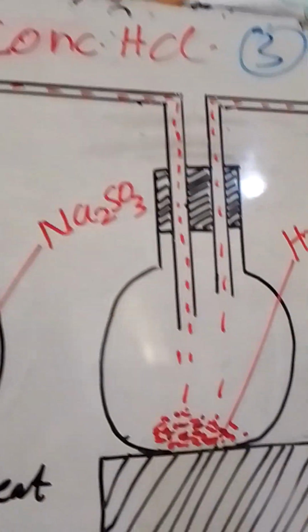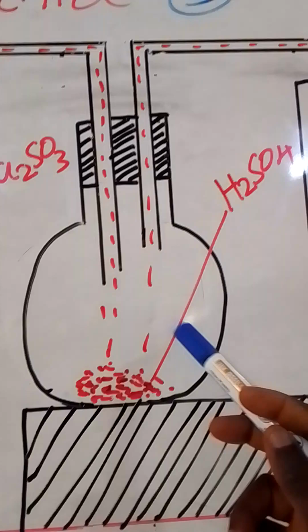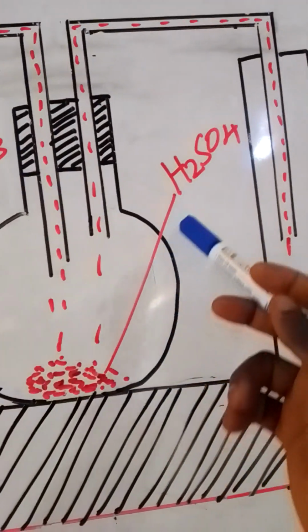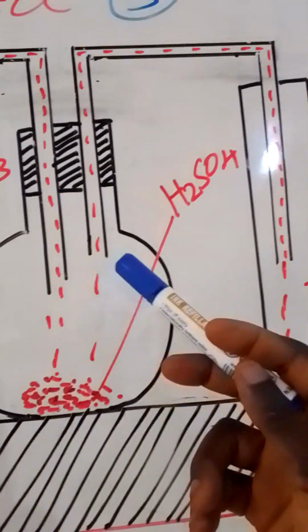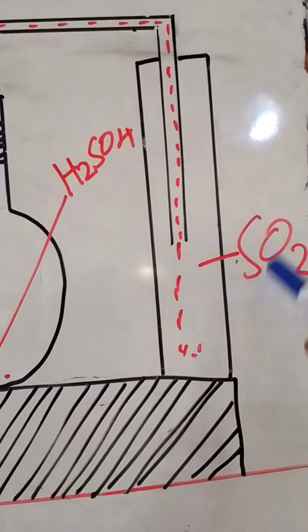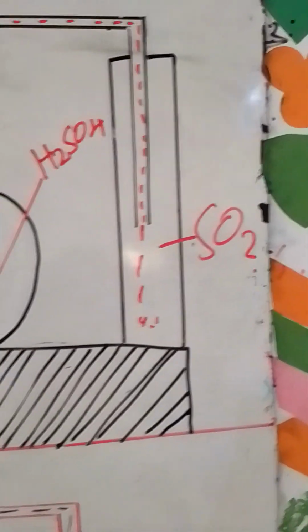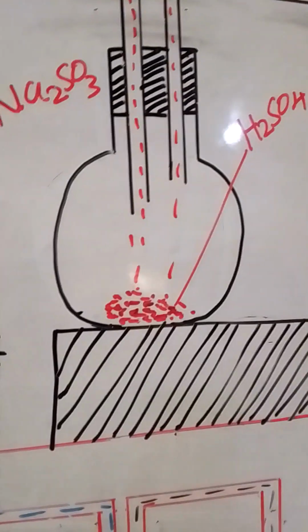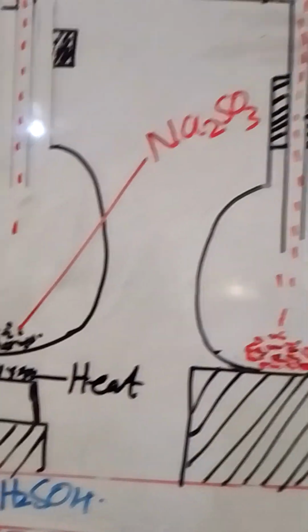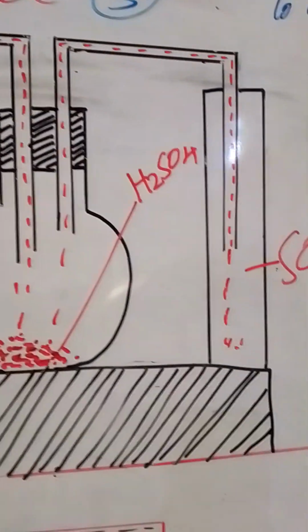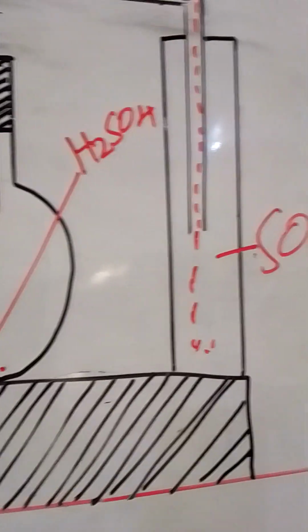Now the gas that is produced goes into the second flask. The second flask contains H2SO4, which is hydrogen tetraoxosulphate(VI). What's the function? It dries this gas. Remember our mnemonics: Na2SO3 reacts with conc HCl to give SO2, H2SO4 dries SO2. This gas is collected by downward delivery because it's heavier than air.